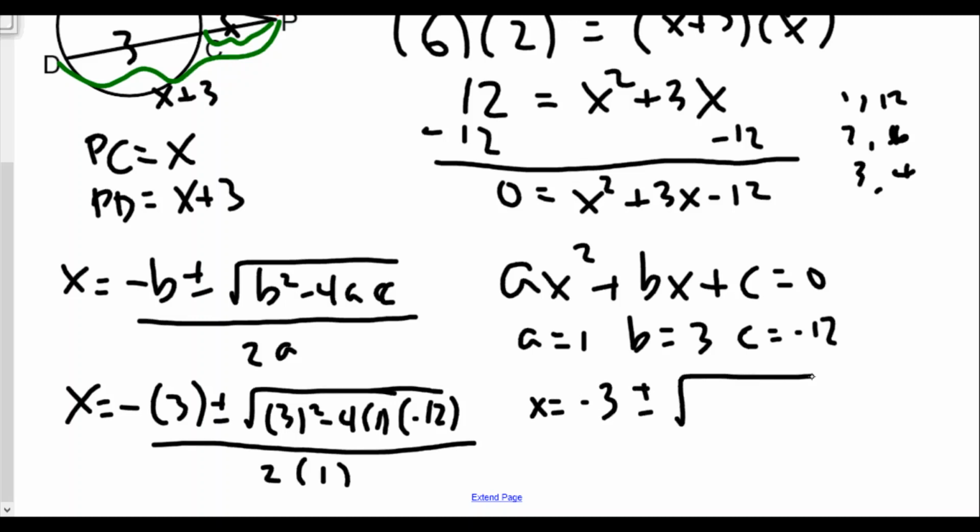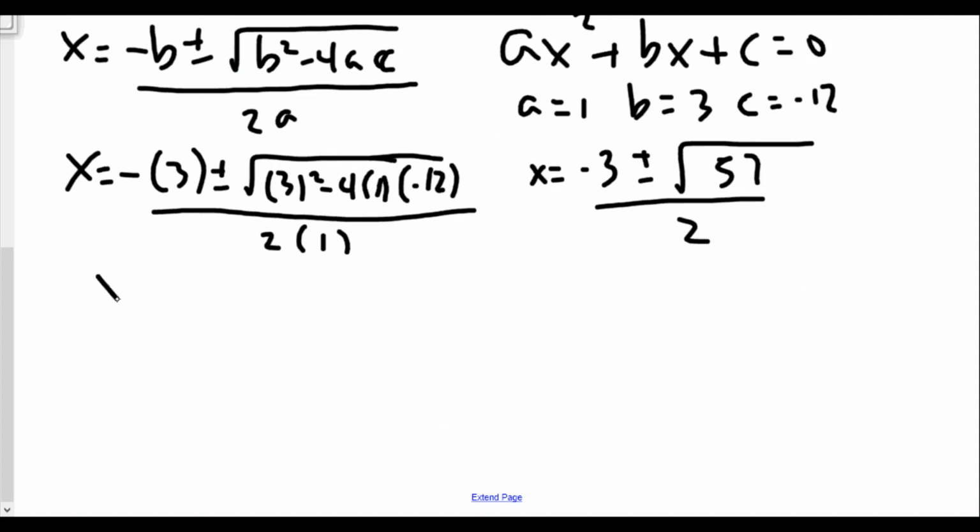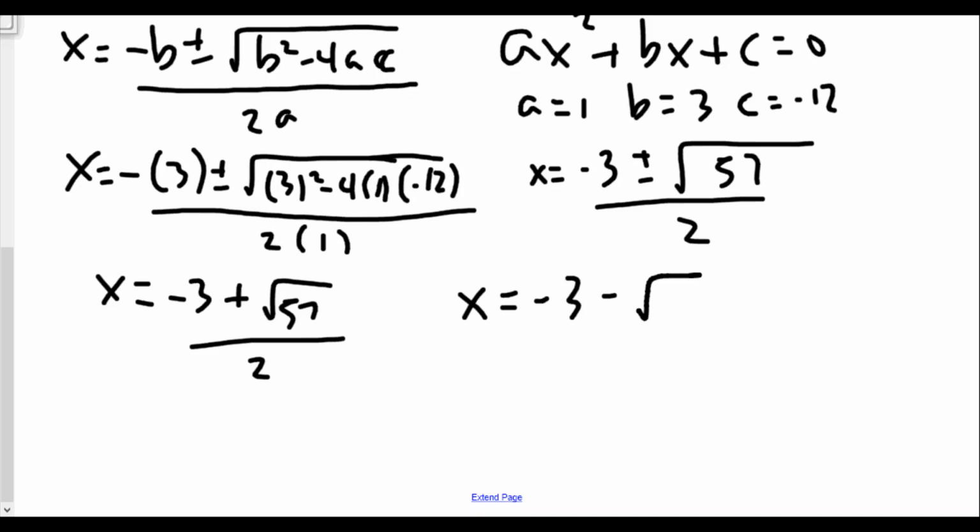And so we end up getting x is equal to negative 3 plus or minus the square root of, well, 4 times negative 12 is negative 48, and 3 squared is 9. So 48 plus 9 is 57, all over 2. So now we're going to find the two values, okay? In this case, x is equal to negative 3 plus the square root of 57 over 2. And x equals negative 3 minus the square root of 57 over 2. Now, this one's going to be a negative value. So we look at a measurement, it can't be this measurement here.